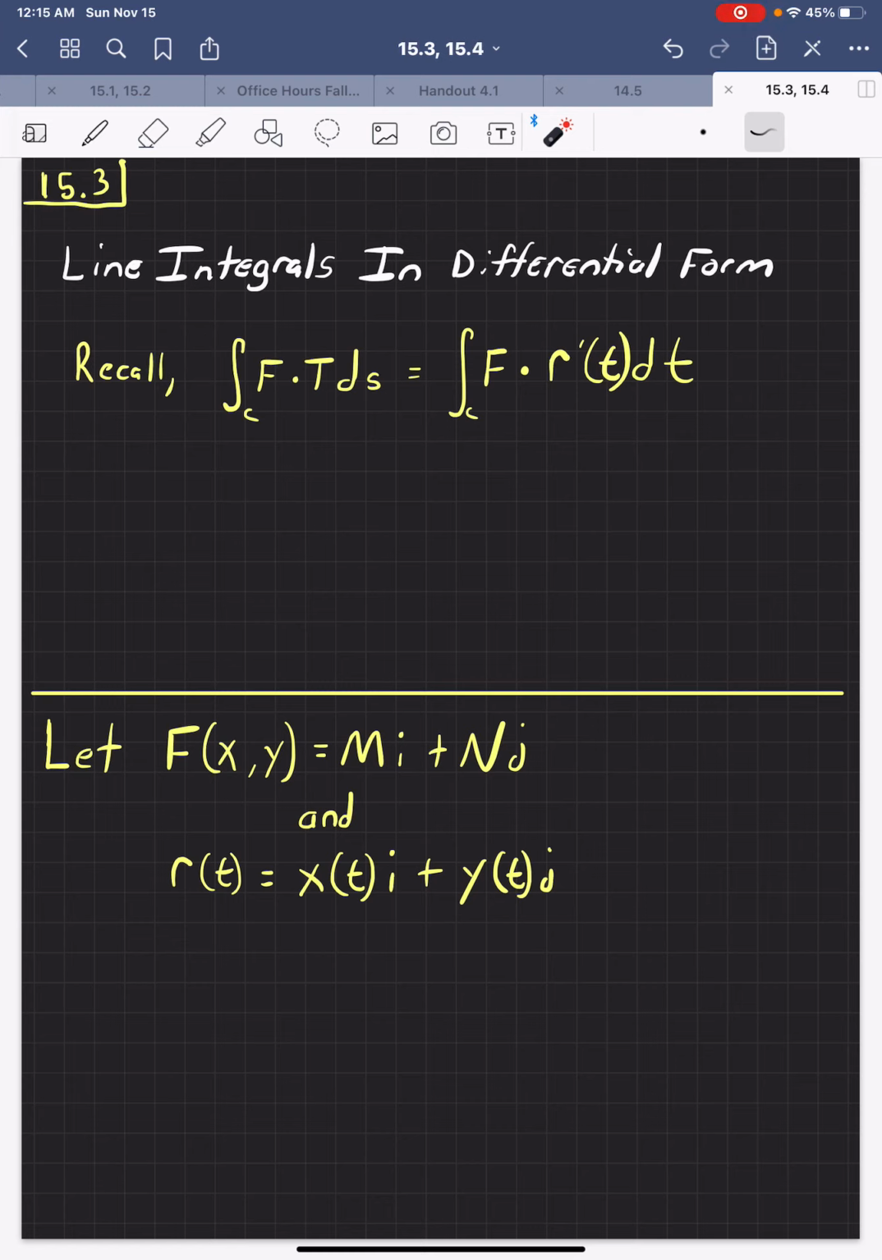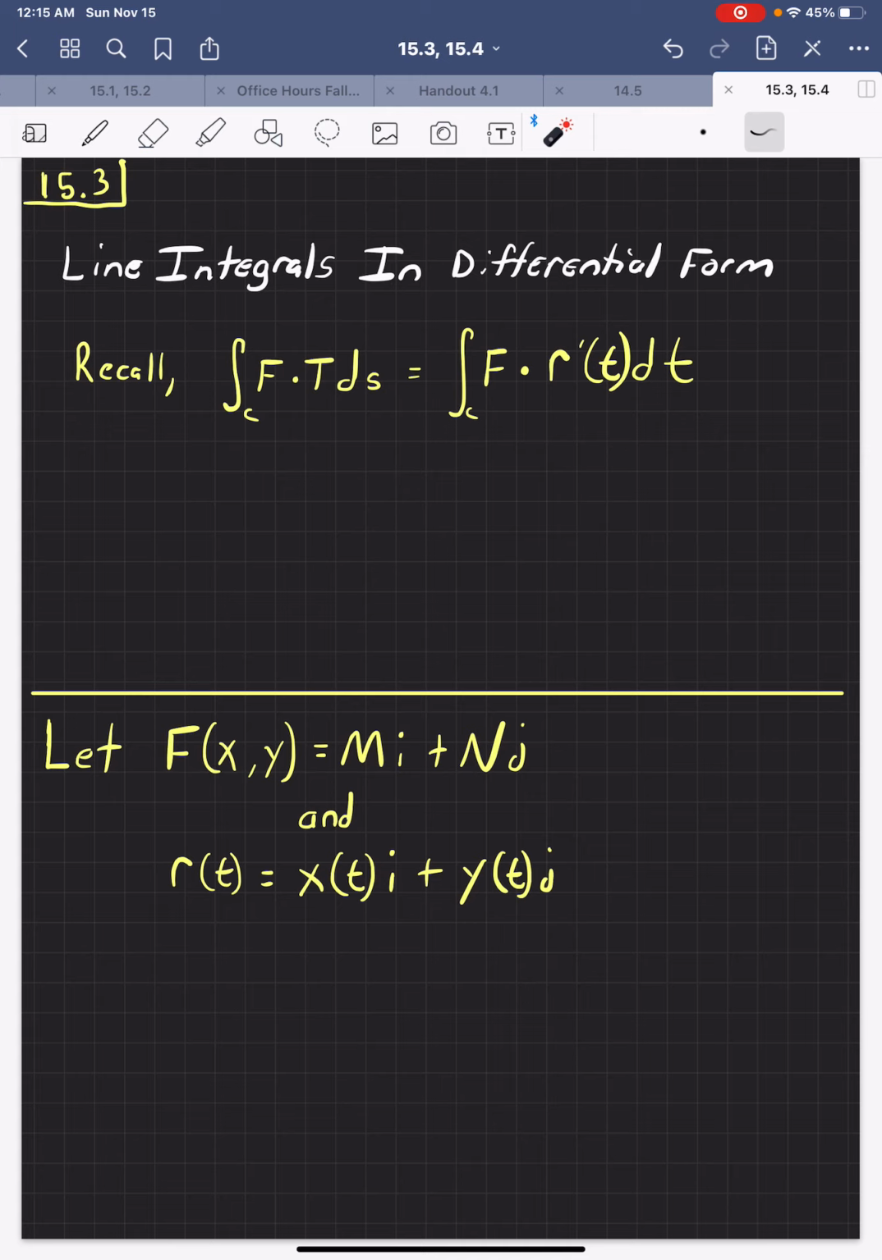All right, so welcome to Chapter 15, Section 3. And what we would like to do is discuss the topic of independence of path and conservative vector fields. And we want to introduce an extremely important theorem known as the fundamental theorem of line integrals.